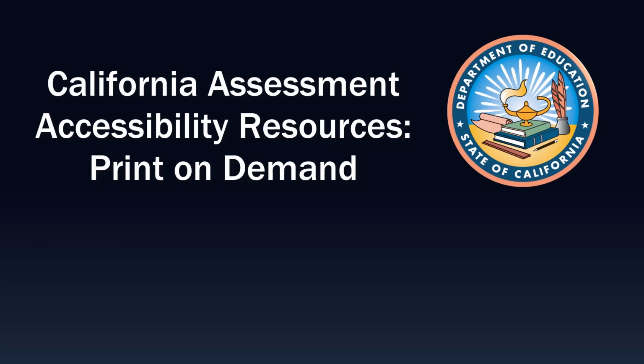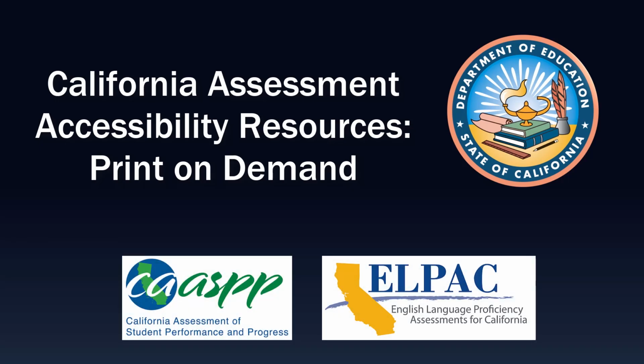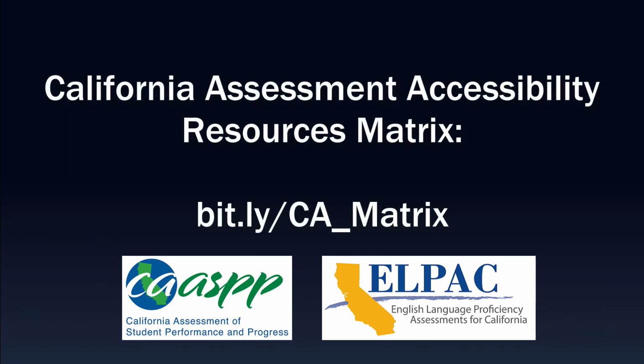This video will demonstrate how to access and use the non-embedded print-on-demand accessibility resource. This resource is an accommodation for the California Assessment of Student Performance and Progress, or CAASPP, and a designated support for the English Language Proficiency Assessments for California, or ELPAC. For a list of applicable assessments, please refer to the California Assessment Accessibility Resources Matrix by visiting bit.ly/CA_matrix.